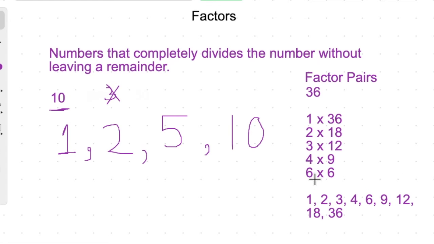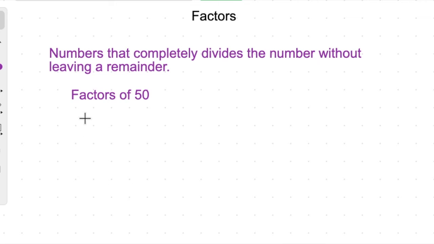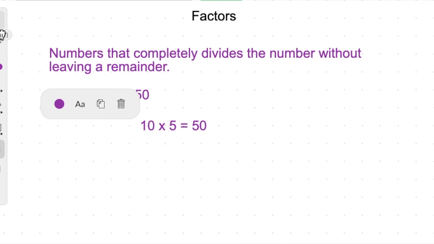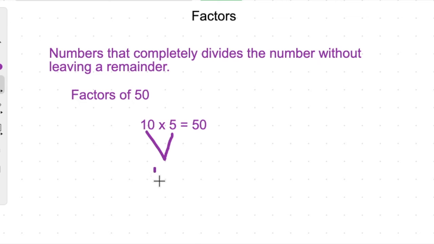Let us take one more example. Now, let us find the factors of 50. Children, let me write just one statement here first. It is 10 times 5 is equal to 50. Do you know, children, what are these numbers 10 and 5? 10 and 5, both the numbers are called factors. I am writing F for factors of 50.